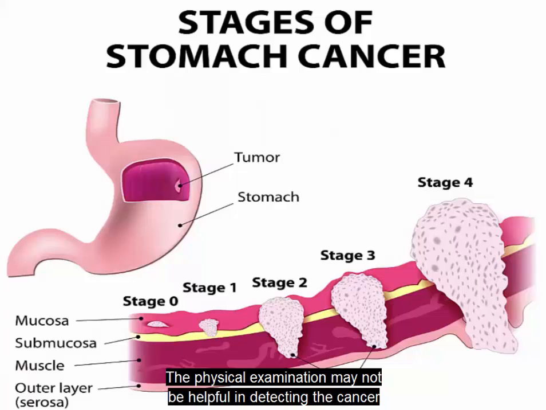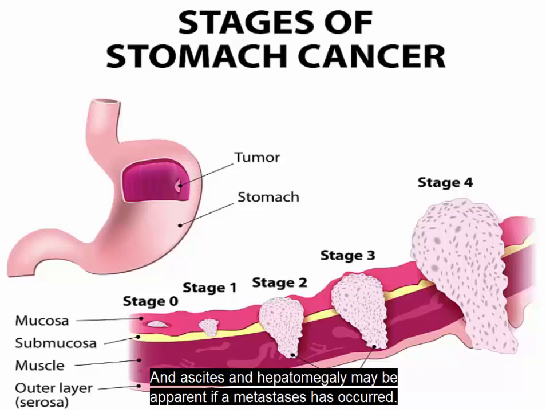The physical examination may not be helpful in detecting the cancer because most early gastric tumors are not palpable. In advanced cases, the gastric mass would be palpable. Ascites and hepatomegaly may be apparent if a metastasis has occurred.